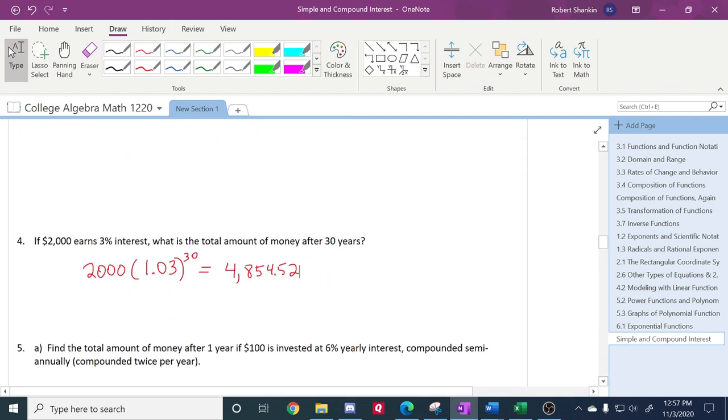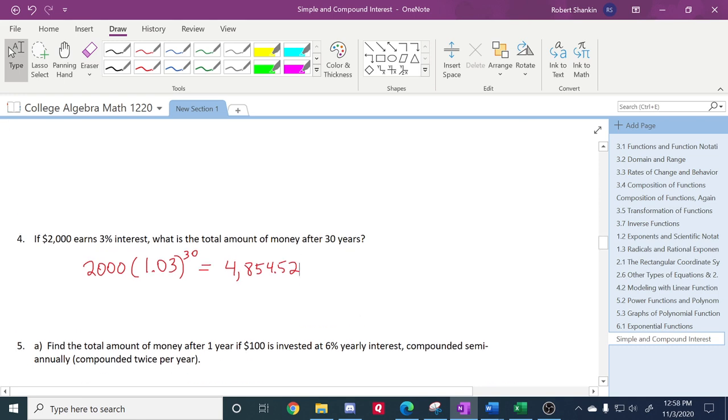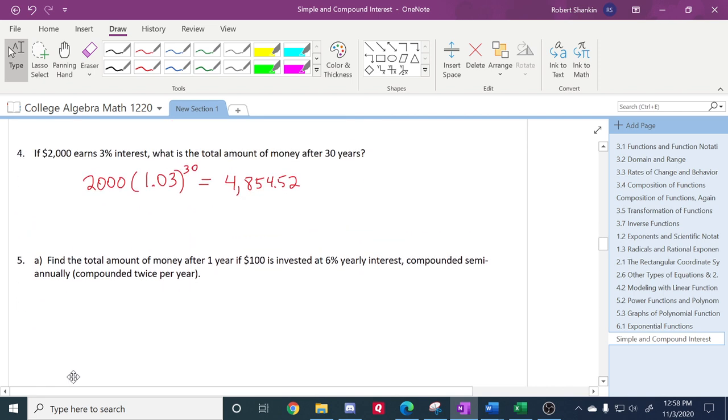Now, let's go to number 5. And this is where things are going to get a little more complex. Find the total amount of money after 1 year if $100 is invested at 6% yearly interest, compounded semi-annually, which means compounded twice per year. I haven't told you what it means to be compounded semi-annually, except that it means you're compounding it twice per year.